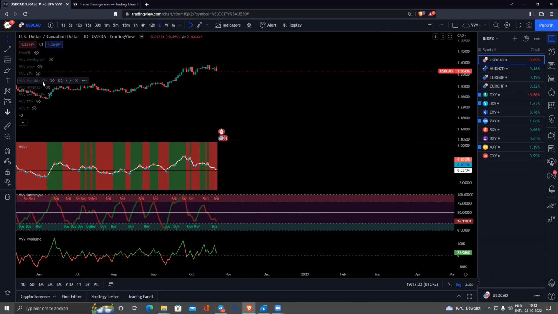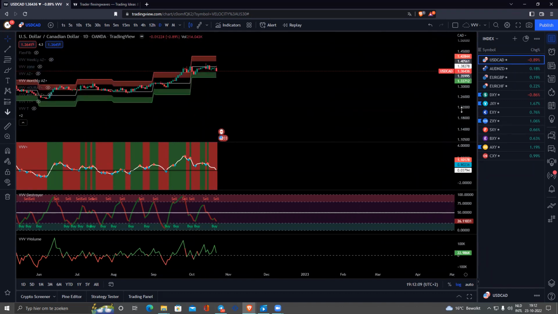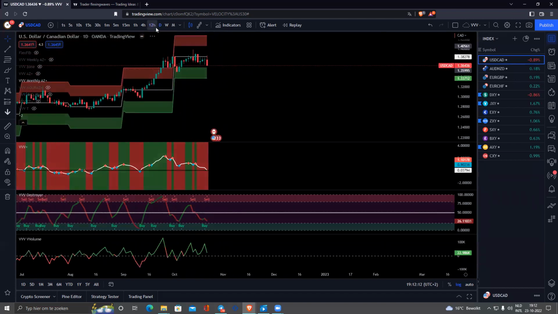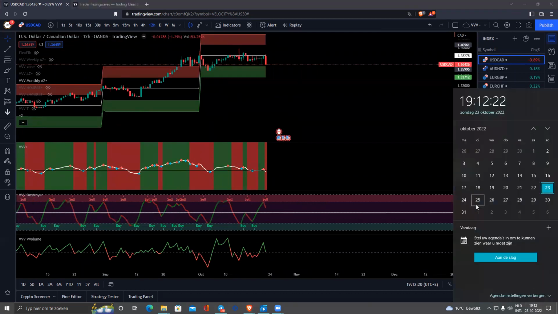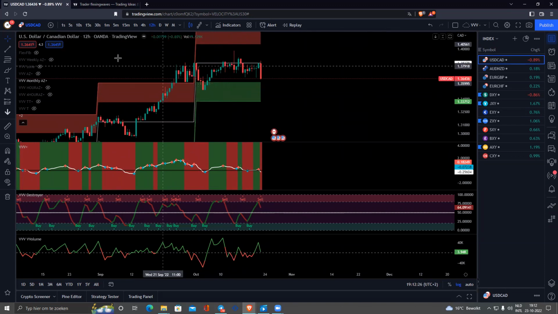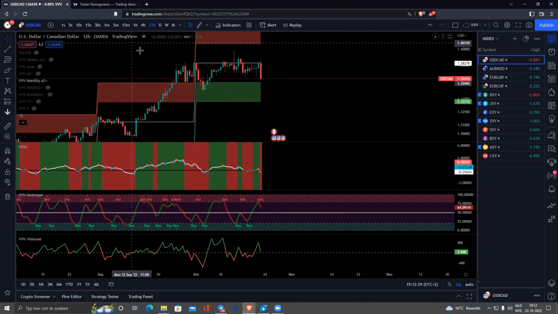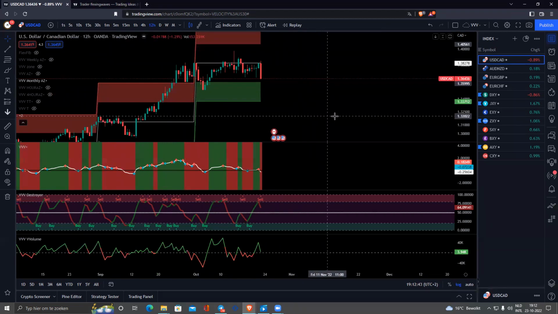So no, the monthly, 0 to 12 hours. This is the monthly ASE, and there are 8 days left from this month, and we are in a bearish period on the USD CAD, which means for the next week, we are looking for future USD weakness and Canadian dollar strength.